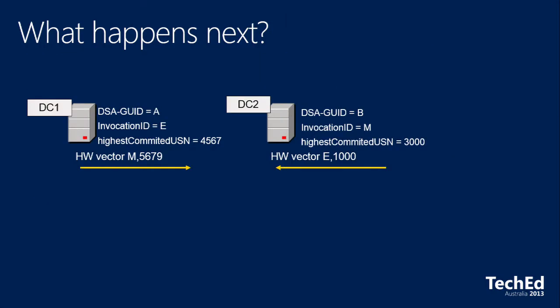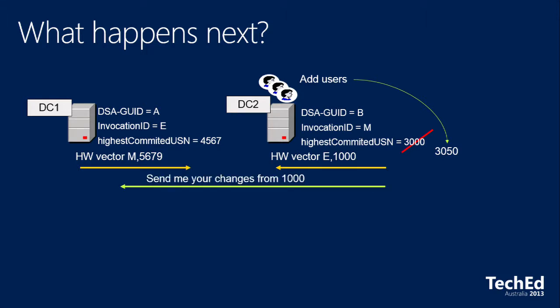So it communicates with A and says, you're my replication partner. I've got 1000 as the last change that you'd sent me. Give me all the changes. We've added some users since it's come back up. Give me all the changes that have occurred since 1000. And it does. And it works because it's had changes since 1000. It's actually had quite a lot.